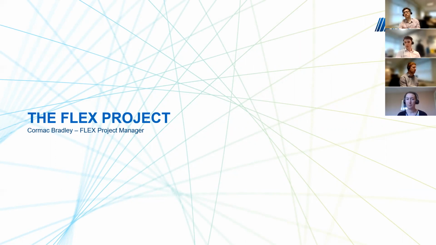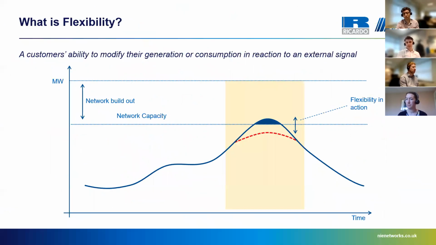Thanks, Josh. So Claire, if we could move to this slide. First of all, a brief introduction to flexibility, and really I like to think it's quite a simple concept. It's defined in GB generally as a customer's ability to modify or change their generation or consumption in reaction to an external signal. Now that could be a price signal or indeed a direct dispatch instruction from a system operator.